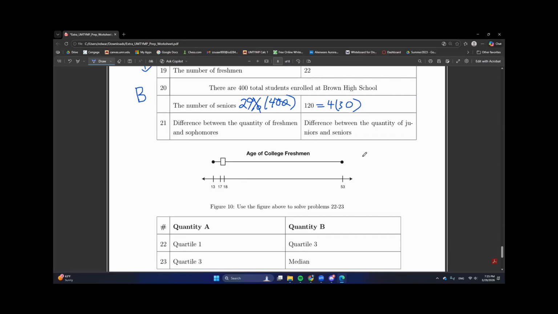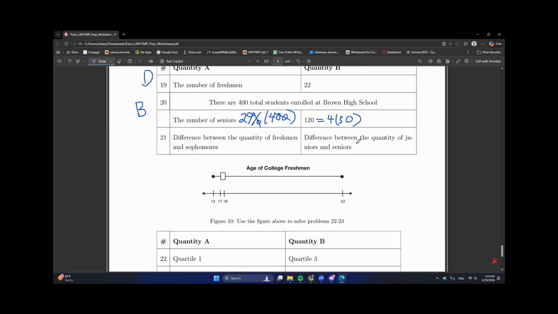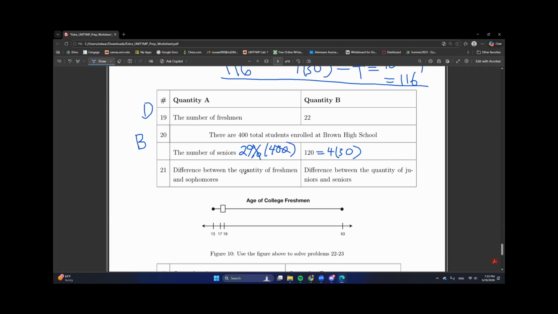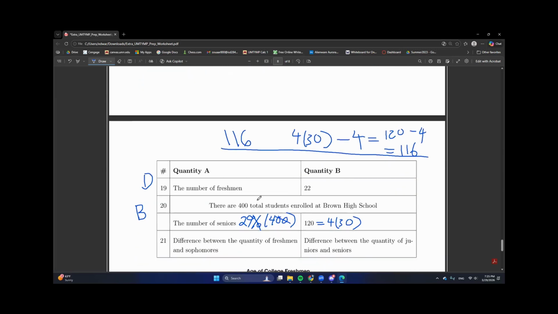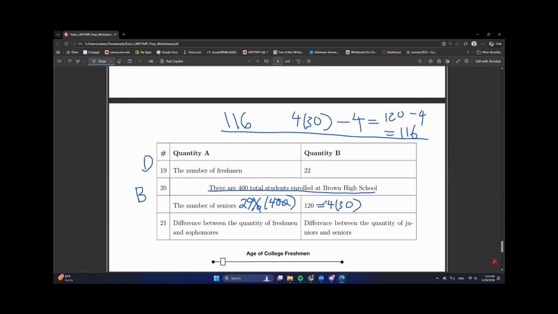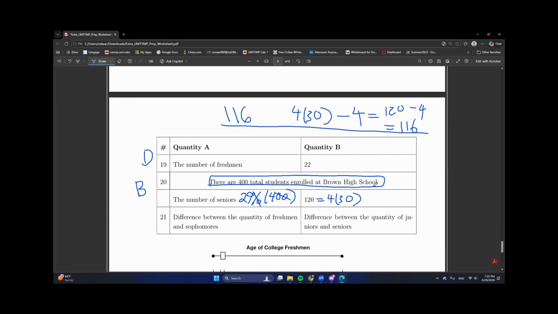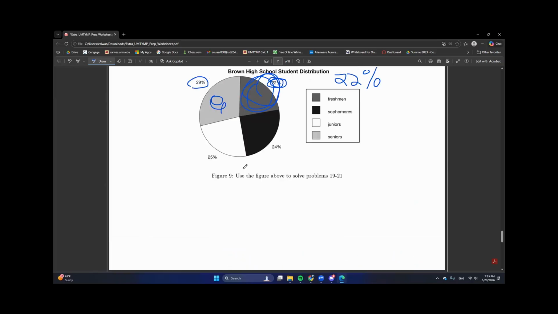Now with 21, we want to find the difference between the quantity of freshmen and sophomores and the difference between the quantity of juniors and seniors. So remember, for question 21, there are no longer 400 total students. This information is only for the previous question. For 21, we're not given the total amount of students, but that actually doesn't matter.